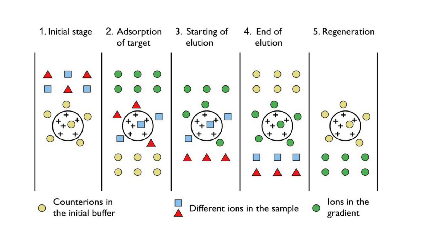Fifth one is the regeneration. Finally, the resin is regenerated by washing it with a solution that replaces the sample ion with the original counterions that are yellow circles. This restores the resins to the initial stage, that is ready for the next cycle.